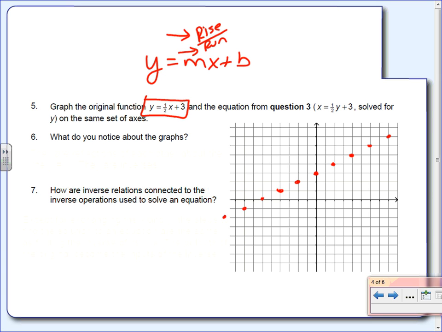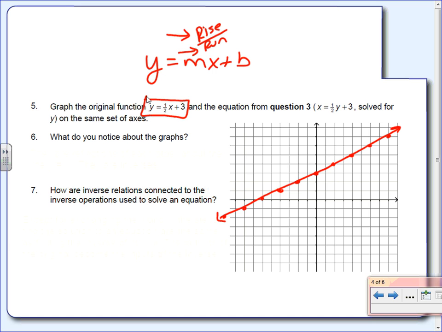The more points you have, guys, the straighter that line is going to be. Once you have all your points, connect all those dots. So what we've just done is graph the equation y equals 1/2 x plus 3. That's what we've done.